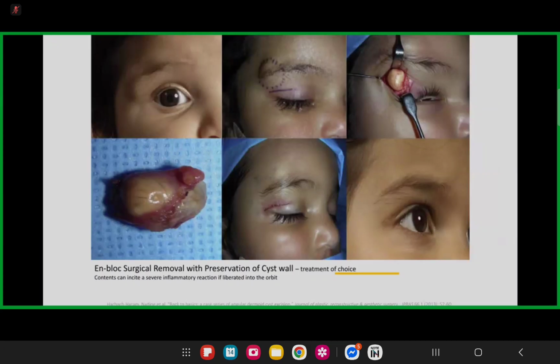Okay, so one of the treatments is either we can do observation, or some patients would often need surgical excision. So this is an en bloc surgical removal and preservation of your cyst. So you would see that the cyst contents have some inflammatory reaction, and it can lead to the bony defects, increase in pressure if not removed early or if it's slowly progressing.